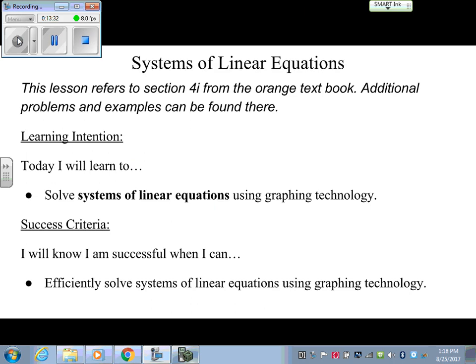A reminder that you can find additional problems for this section in section 4I from our orange textbook, and hopefully these steps will help us to efficiently solve some linear equations using our graphing technology.